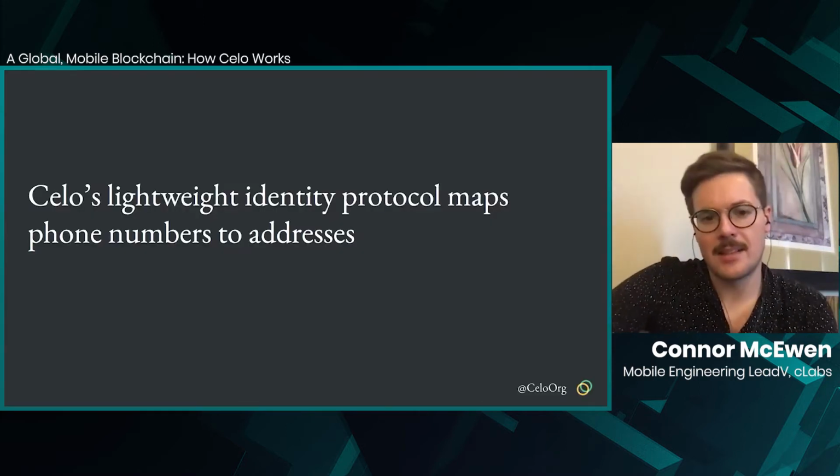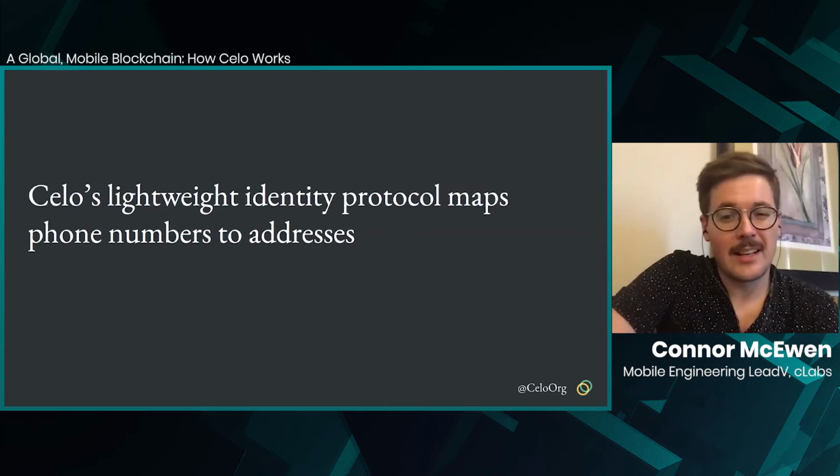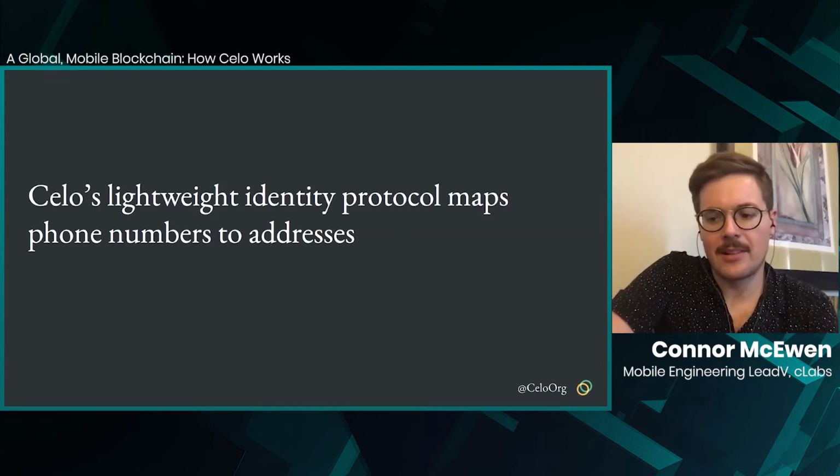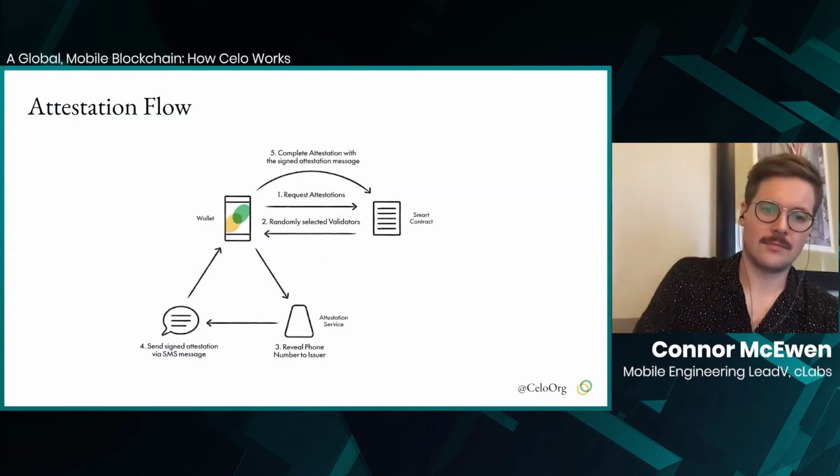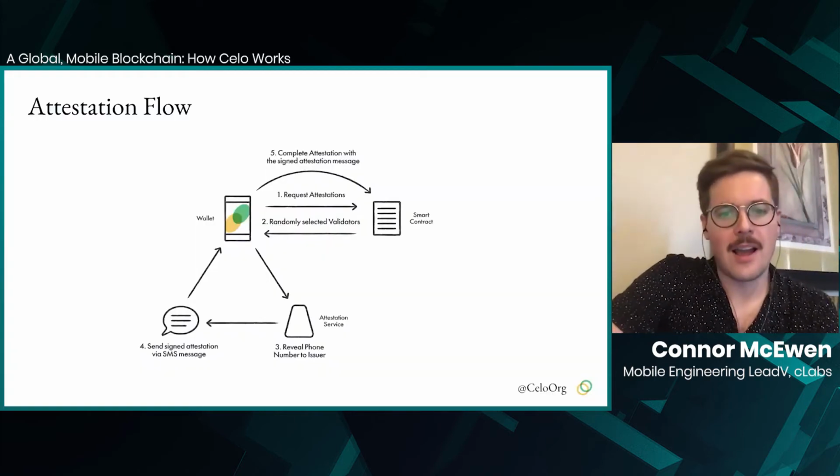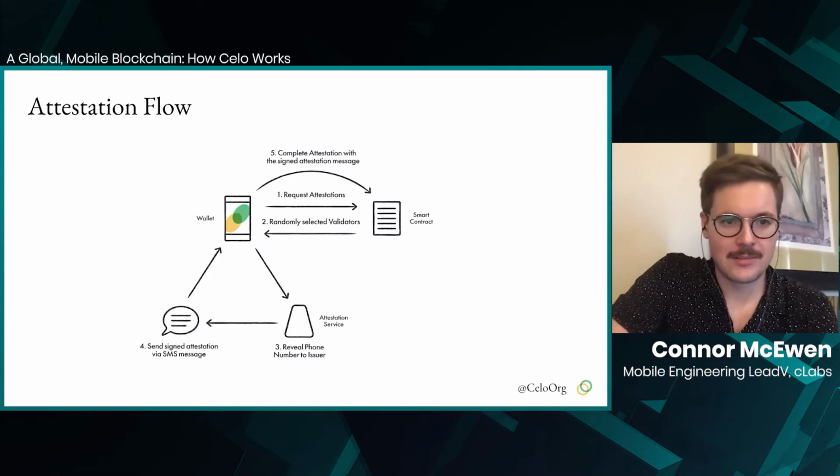The next piece, as I mentioned, is the lightweight identity protocol. That enables users to map their phone number to an address to make it easy to discover other users they might want to transact with. So a little bit about how this identity protocol works. This is the attestation flow.